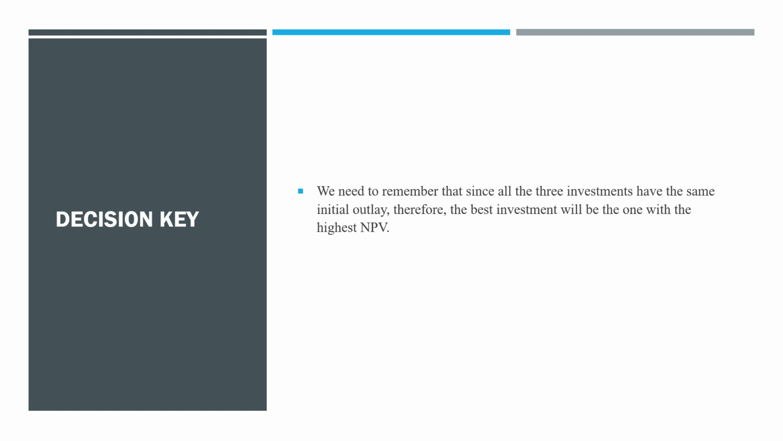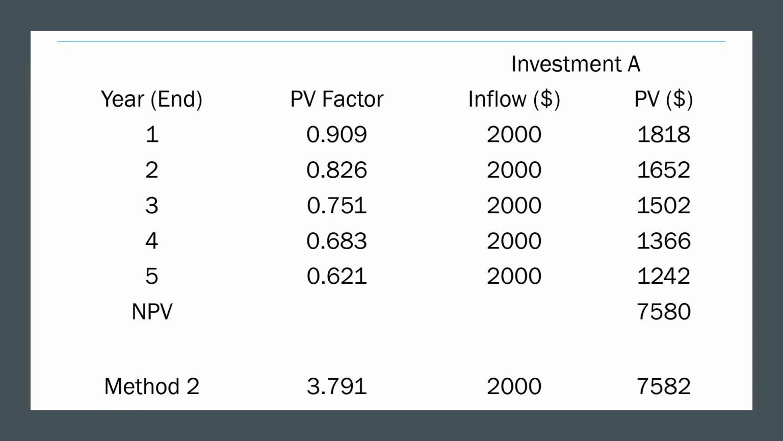We need to remember that since all the three investments have the same initial outlay, therefore the best investment will be the one with the highest net present value. First, we calculate the NPV of the inflows of investment A that has a constant annual inflow of $2,000 for 5 years. There are two ways to calculate the NPV with constant inflows. In the first method, that is laborious, we will calculate the present value of each year separately and then add up the PVs of all the 5 years as it is shown in the table.